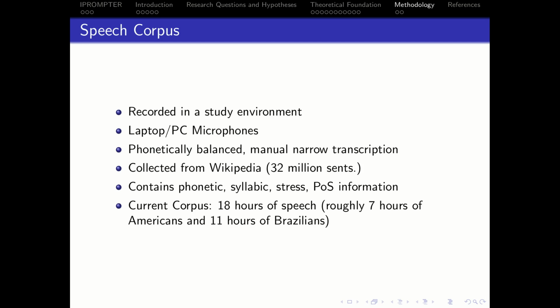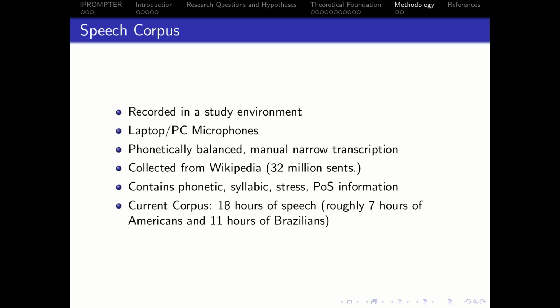As far as the speech corpus is concerned, my corpus is recorded in a study type environment with laptops and PC microphones. It's phonetically balanced with a manual narrow transcription. It was collected from Wikipedia. It has 32 million sentences.